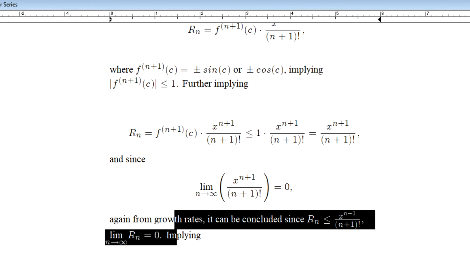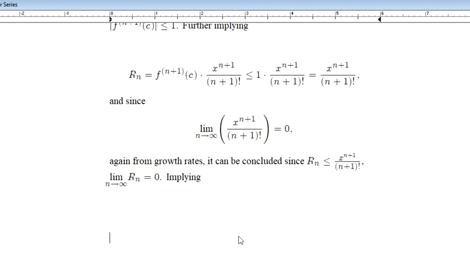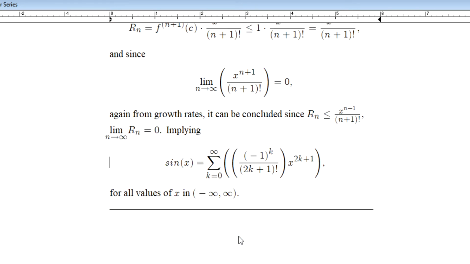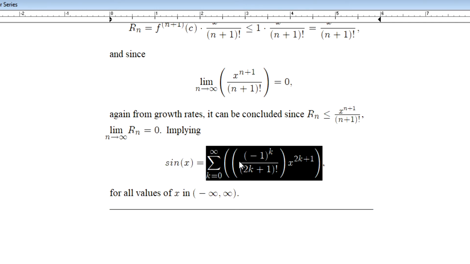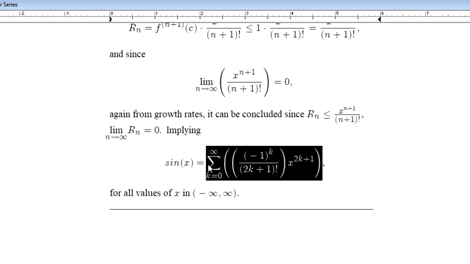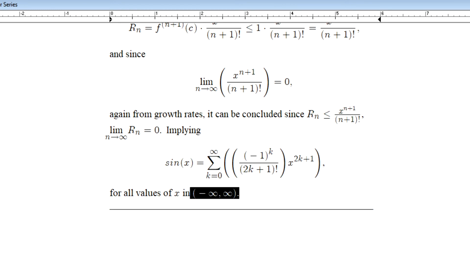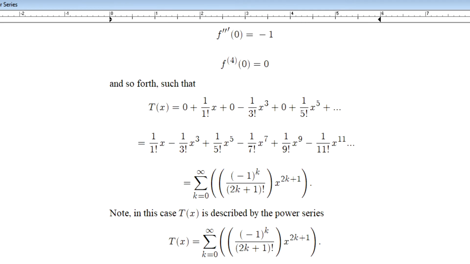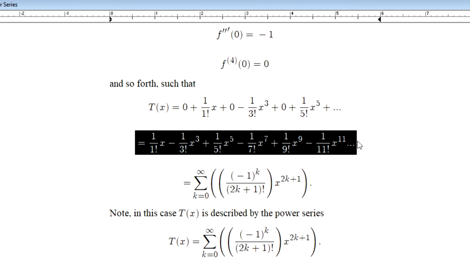Implying then, if we think about the sine of x, that transcendental value in a lot of cases, the sine of x must be given by this infinitely long Taylor polynomial. The sine of x must be able to be set equal to this infinitely long Taylor polynomial for all values of x from negative infinity to positive infinity. And if we go back and take note of what that looked like, that was this polynomial function right here.